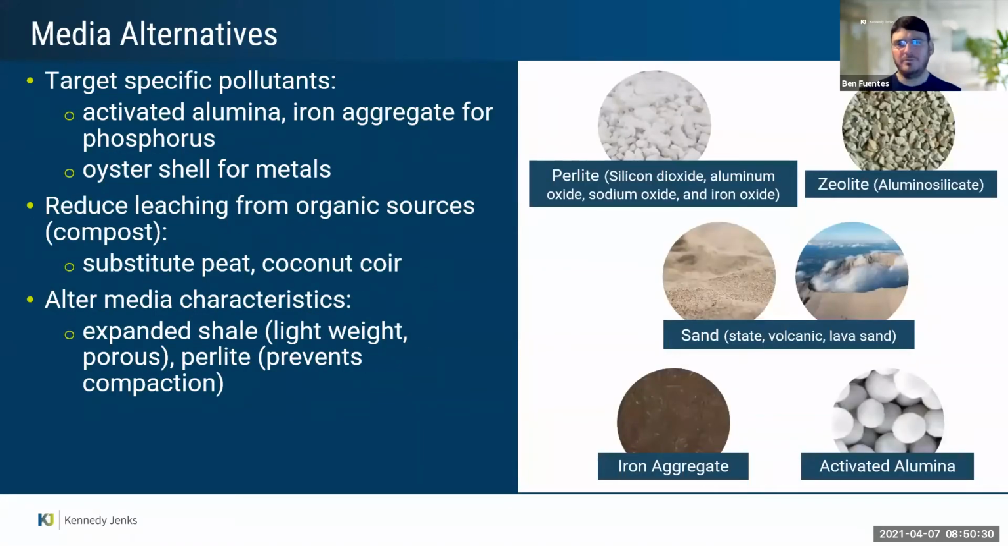Here's just a handful of the many different medias that are out there, and the list goes on, but people are routinely looking at perlite, zeolite, alumina, iron aggregate, different types of sand. No sand is the same. Pea gravel, different aggregates, and depending on where you're at or what the pollutants of concern are, you'll find across the state, across the country, an unlimited number of variants, slightly different media mixtures that have been dialed in specific to your stormwater characteristics at the site.